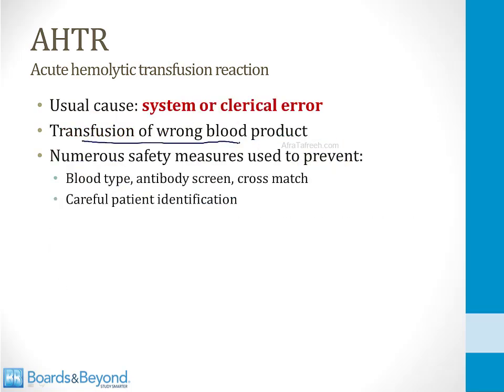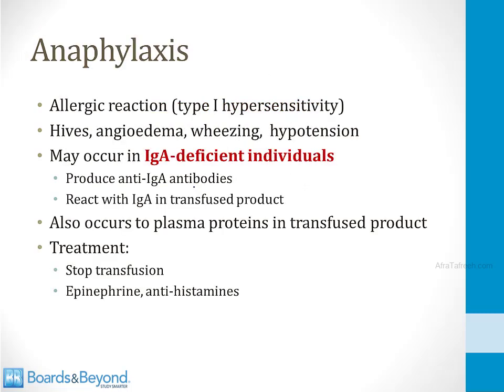As I said before, the usual cause is transfusion of the wrong blood product, and this usually happens because of a system or clerical error. And hospitals employ numerous safety measures to prevent this. The blood type has to be checked, and an antibody screen and cross-match is done. There is very careful identification of the patient and the unit of blood being transfused to make sure that this does not happen.